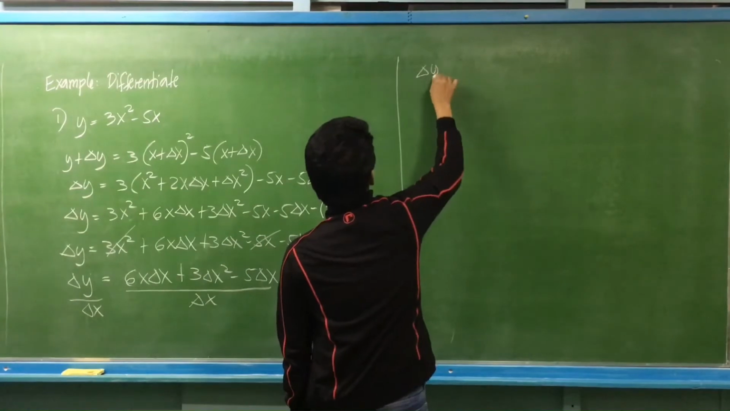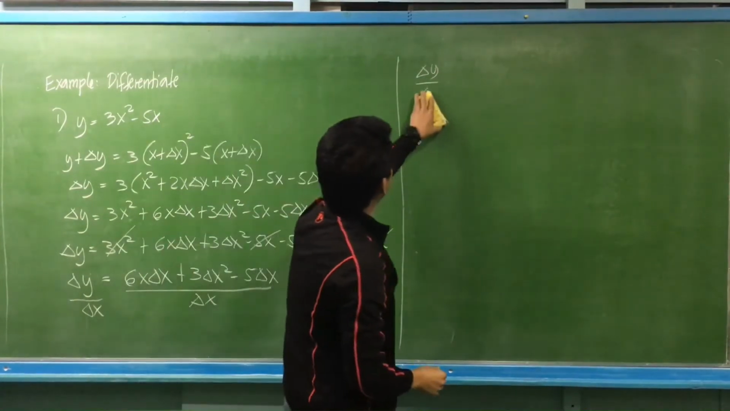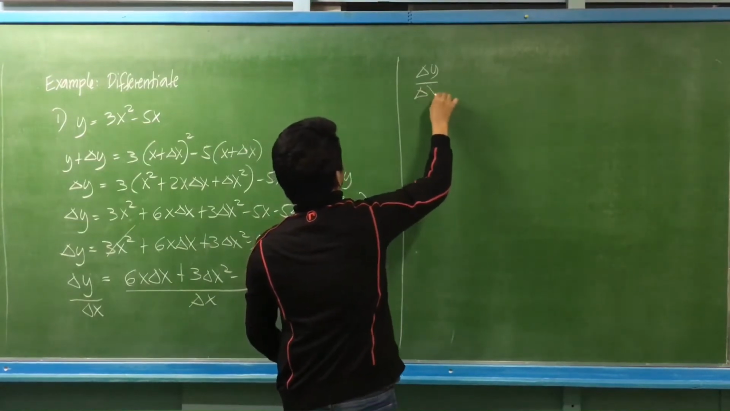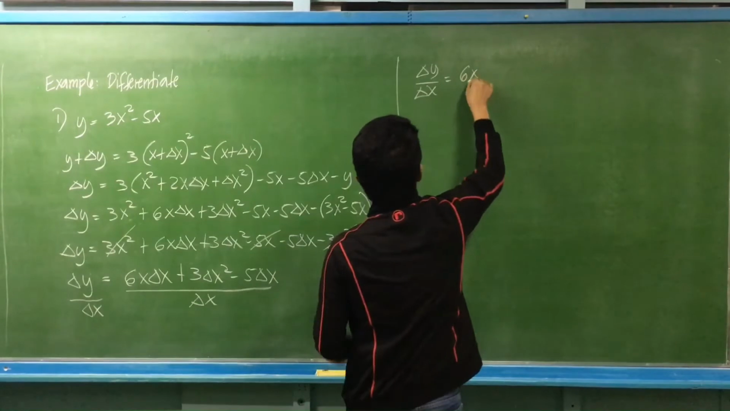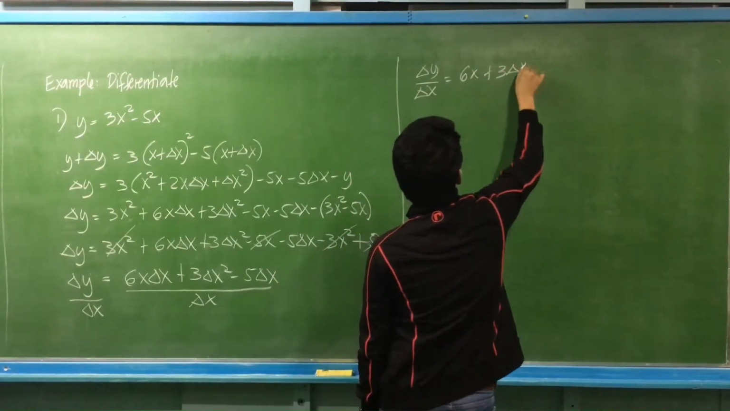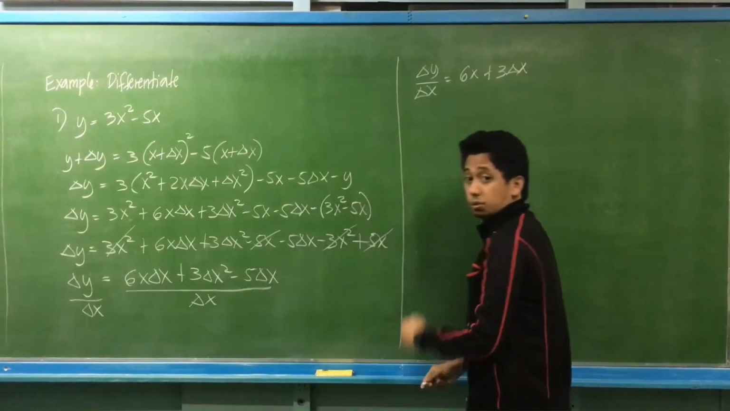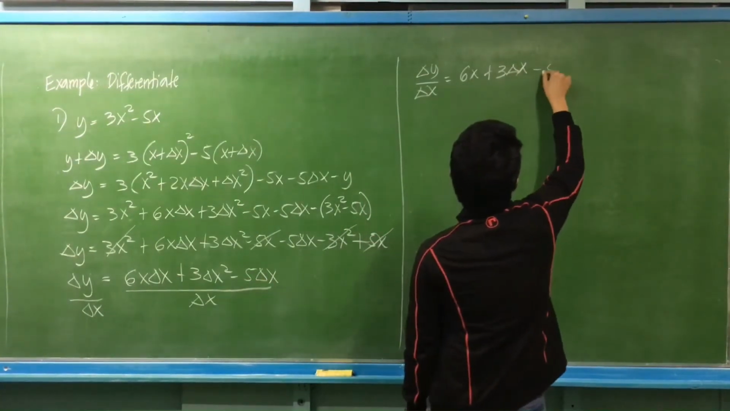This is now delta y over delta x. Okay, that will be equal to 6x plus 3 delta x. This is the same as delta x squared divided by delta x, minus 5.